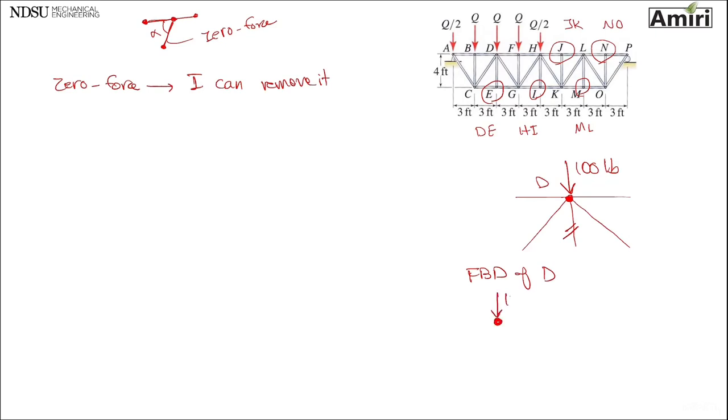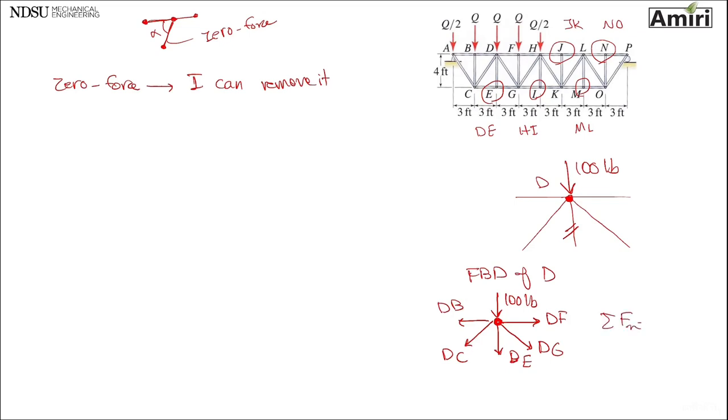Let's draw it, 100 pounds, and then you have DF, you have DG, which we found, by the way, you have DE, you have DC, you have DB. How many unknowns do you have? I understand, we found DG already, or did we? No, we didn't. Sorry, we found HG and stuff. But so 1, 2, 3, 4, 5 unknowns.